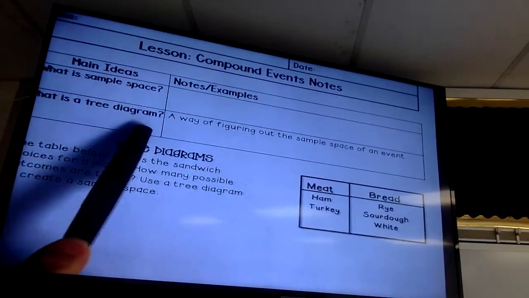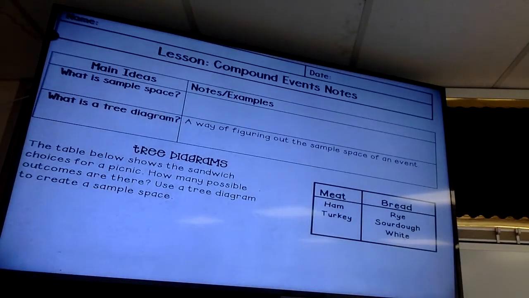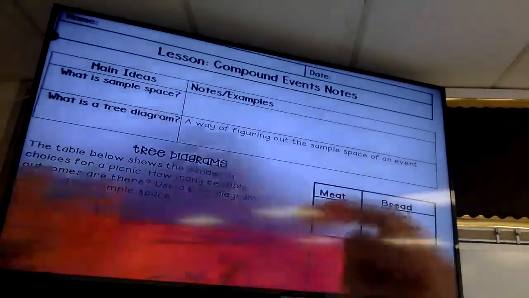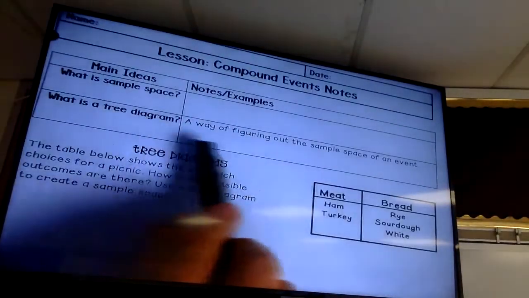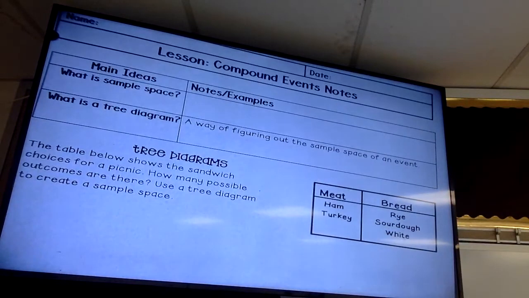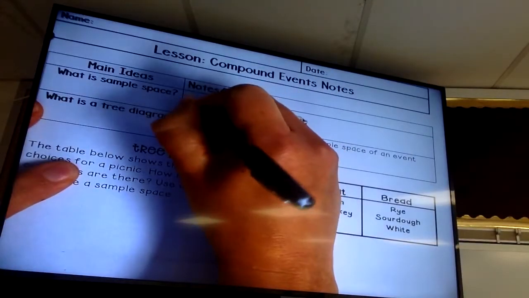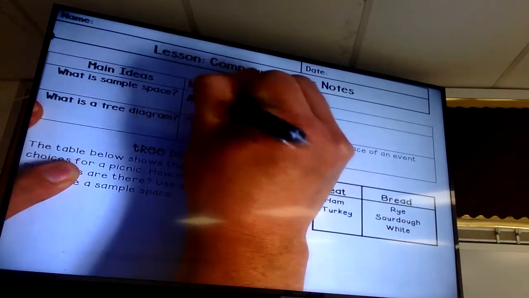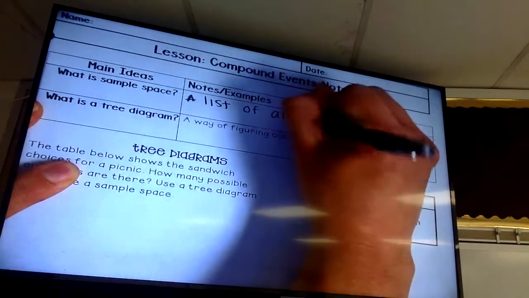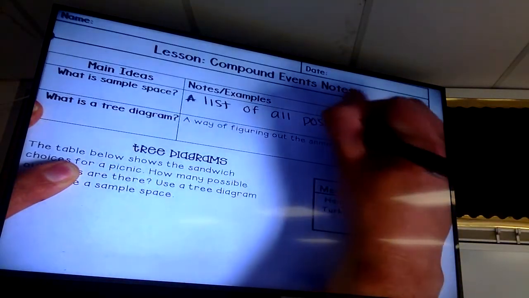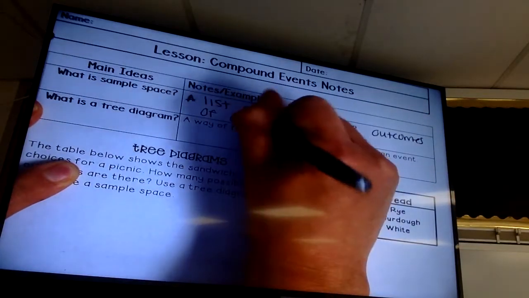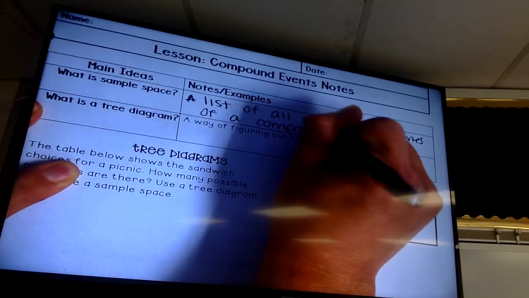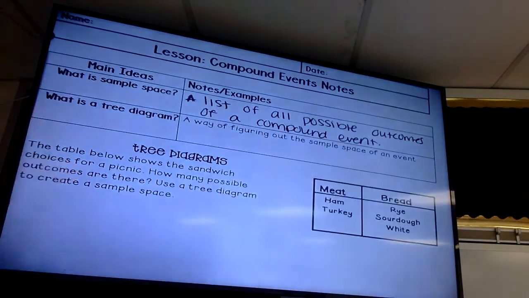I'm going to talk about a tree diagram. So we've kind of already done a tree diagram. We did them the other day when we were making this foldable. So this would be an example of a tree diagram. So a tree diagram is a way of figuring out the sample space of an event. And then a sample space is a list of all possible outcomes of a compound event. So it's the list of all possible outcomes of a compound event.